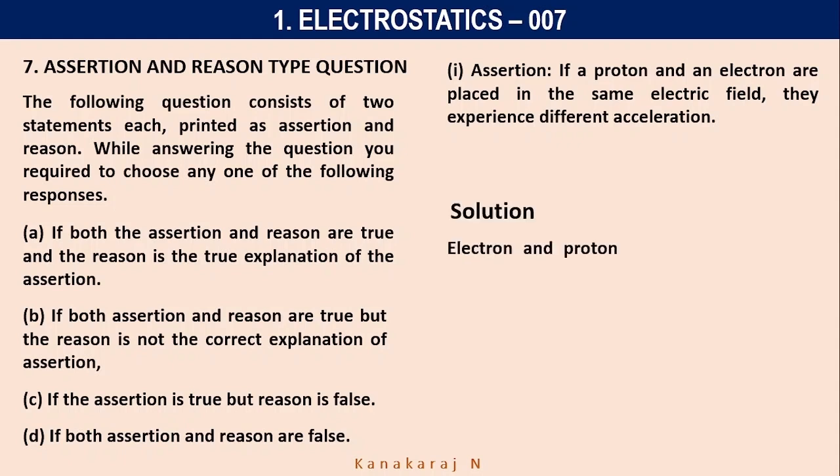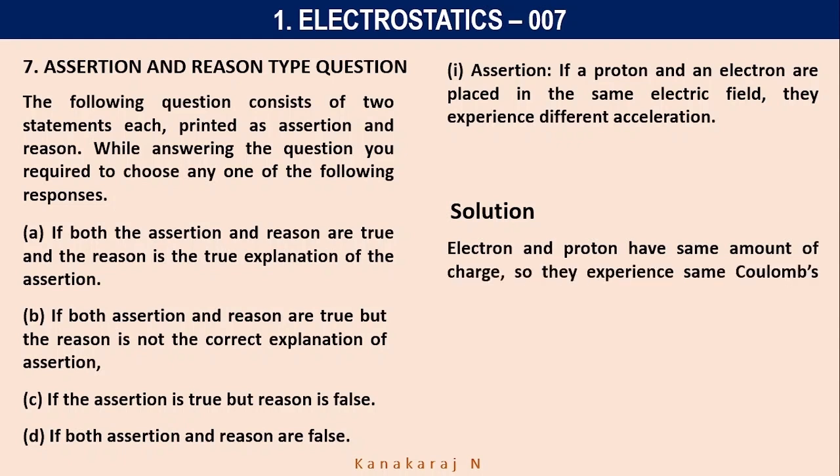Solution. We very well know that electron and proton have the same amount of charge, so they experience the same Coulomb force. But acceleration equals force by mass. We know that the mass of the proton is greater than the mass of the electron. Mass of the proton is 1836 times the mass of the electron. So mp is greater than me.